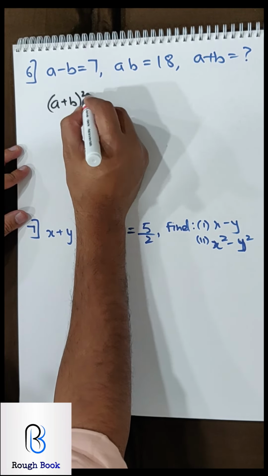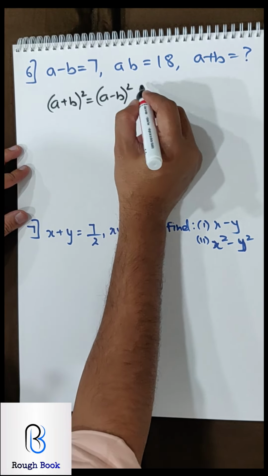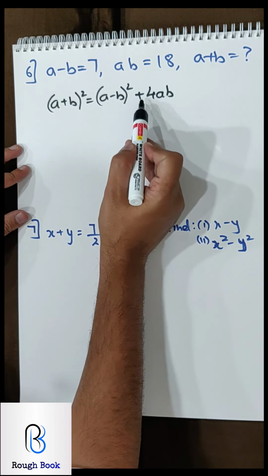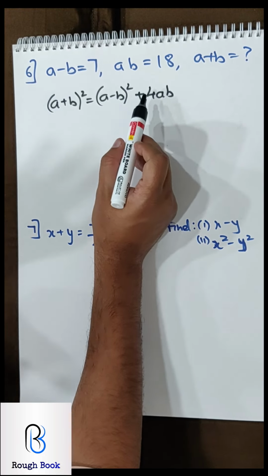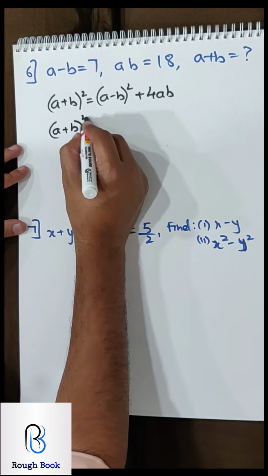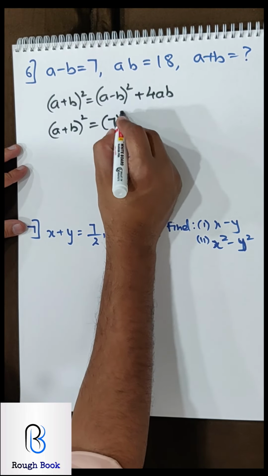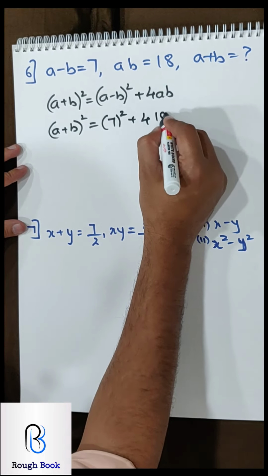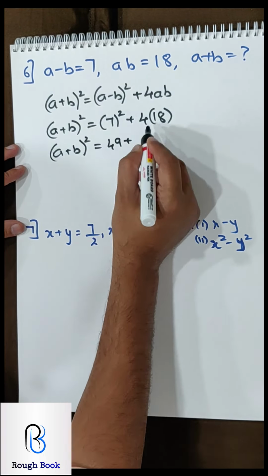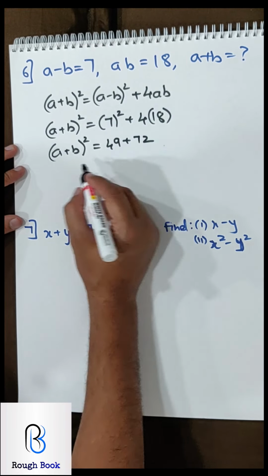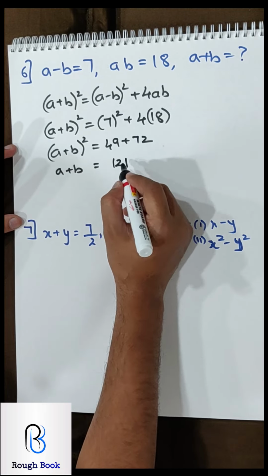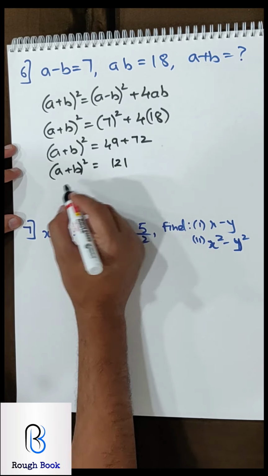A plus b the whole square equals a minus b the whole square, plus 4ab. How to remember? If this is plus, this will be plus. If this you put minus, then this will be minus. Simple as that. So a plus b, we are still unknown. A minus b is 7. 4 times ab is 18. So a plus b whole square, 49 plus 8 4s are 32, 4, 5, 6, 72. So a plus b, 9, 10, 11. 11 and 1, 12. 121. Square root on both sides.